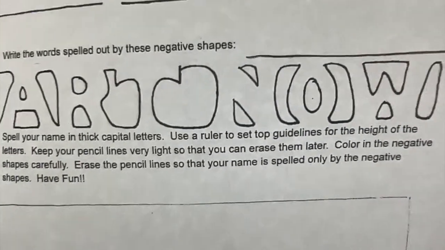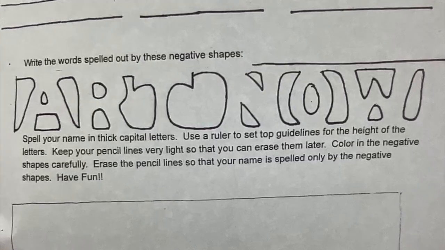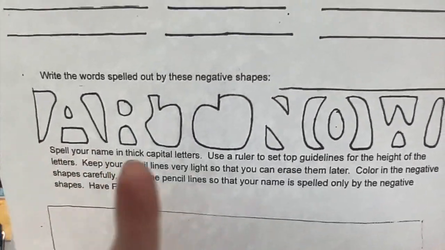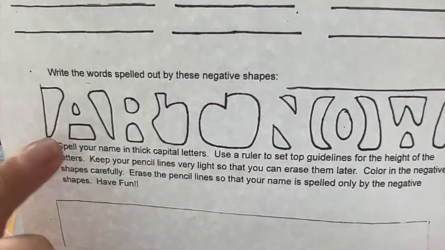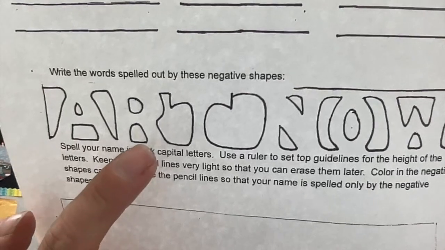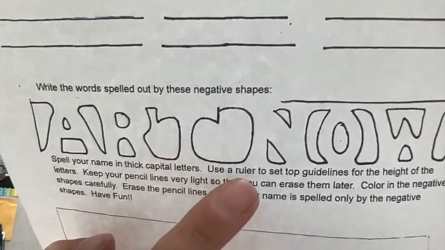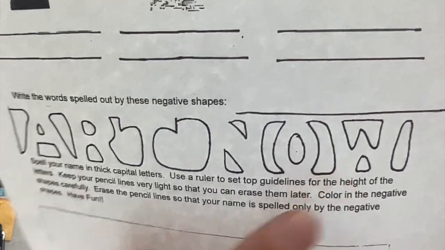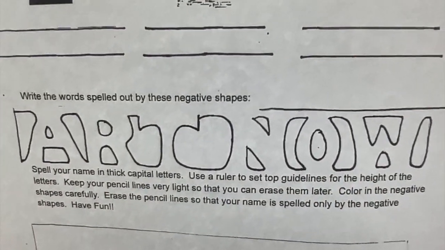Let's take a look at this word. When you look at this word, you might see some interesting shapes. But if you look at the negative space, you might be able to see an A, R, T, N, O, W, art now. So positive and negative shapes really are very interesting.